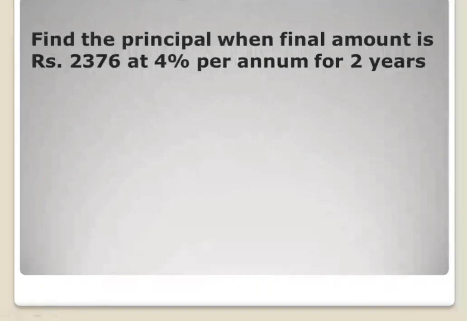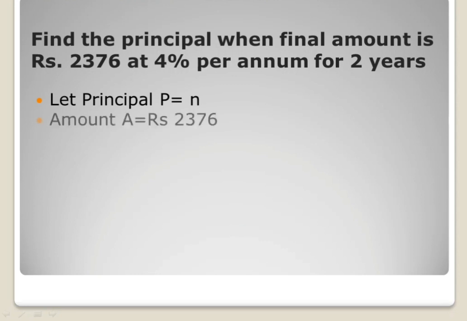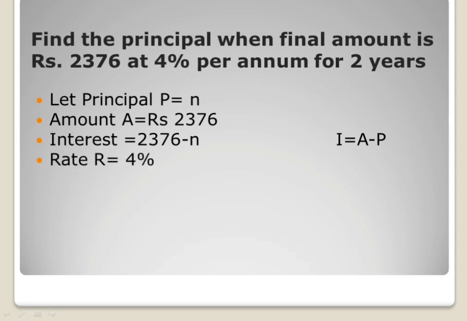Okay. Now next, find the principal when final amount is rupees 2,376 at 4% per annum for 2 years. So here you need to find out principal. So we can assume principal is n. Now your amount is given 2,376. So I can calculate the interest. Interest is equal to amount minus principal. So 2,376 minus n. So rate of interest is given 4% and time is given 2 years. So I will substitute all this in this formula. Interest is equal to PRT upon 100.